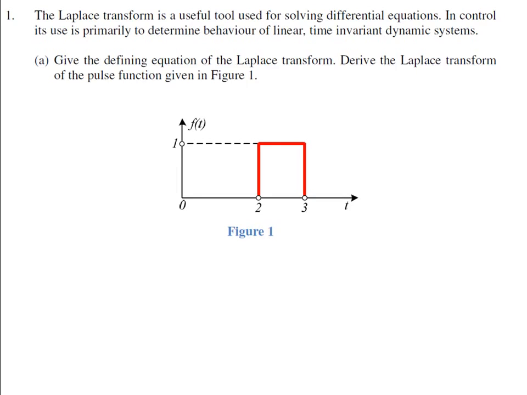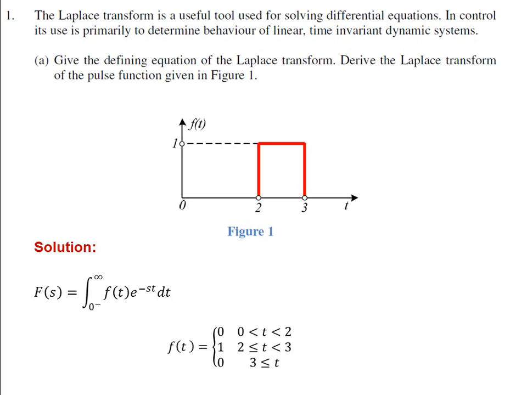To find the Laplace transform of this function, we need to look at the definition of the Laplace transform. According to the definition, the Laplace transform of function f(t) is the integration of f(t) e^(-st) dt when t is varying from 0 to infinity. And according to the figure, the function f(t) can be defined as 0 when t is less than 2, 1 if t is equal or bigger than 2 and less than 3, and again 0 if t is bigger than 3.